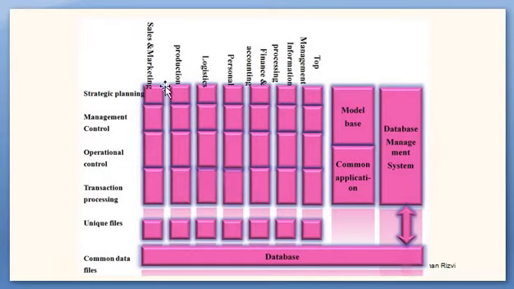Then information from all these departments relating to all these components is collected into a common data file, including some of the unique files for each department. Then a model base is used and some common applications are used in order to maintain the DBMS or the database management system.